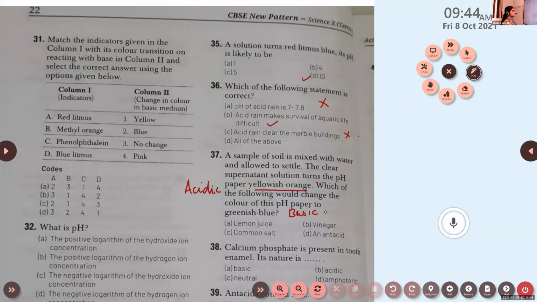Antacid, right? Why? This antacid is basic in nature. Clear? So to convert this acidic substance to basic, we will add antacid. Clear? Yes, ma'am. Okay. Question number 38.